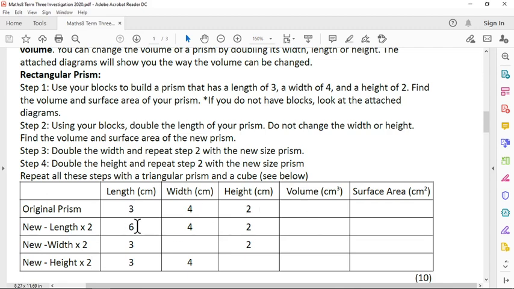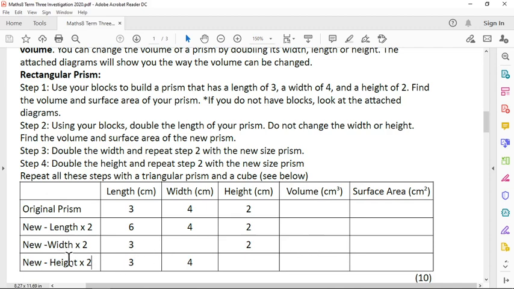Then you make it longer, length times breadth times height, you get the volume. Then you say width times 2, and then you fill in this number in the box here. So what was the original width? 4 times 2, you put the number in here, and then you say what is the volume? It's the length times the width times the height, you fill in the volume.